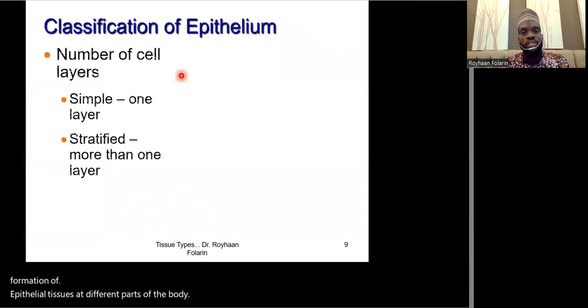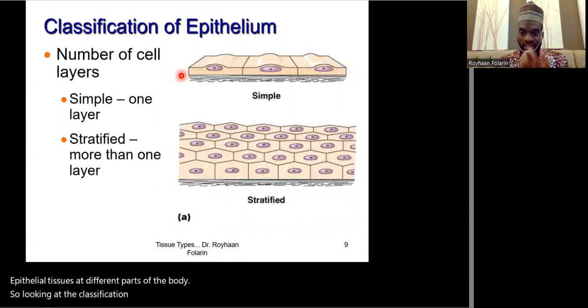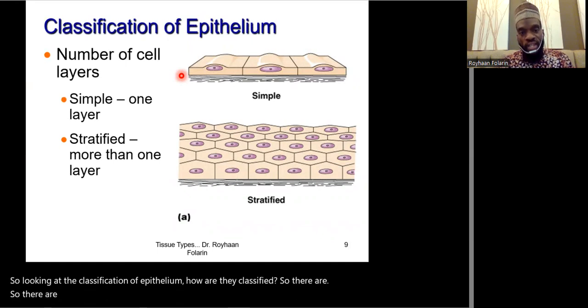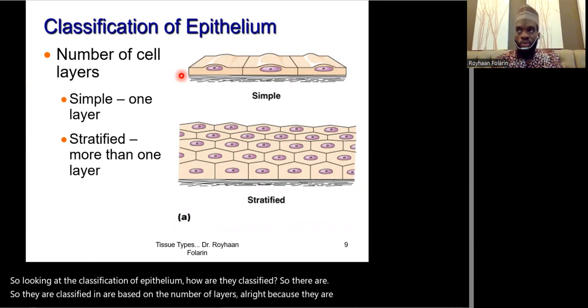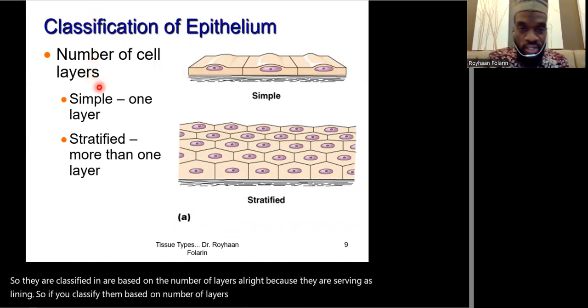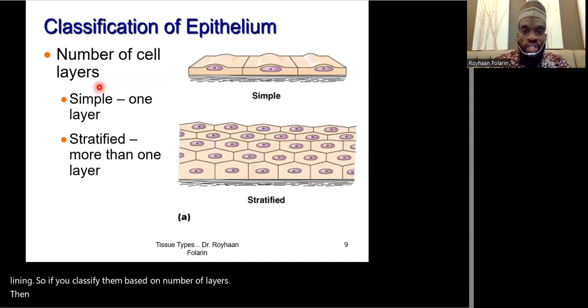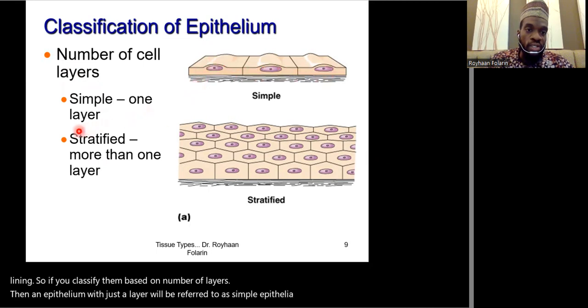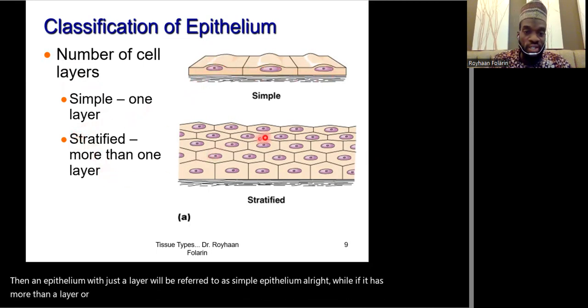So looking at the classification of epithelium, how are they classified? They are classified based on the number of layers, because they are serving as lining. If you classify them based on the number of layers, then an epithelium with just a layer will be referred to as simple epithelium, all right? While if it has more than a layer, we'll refer to that as stratified, like you can see here, having more than one layer.